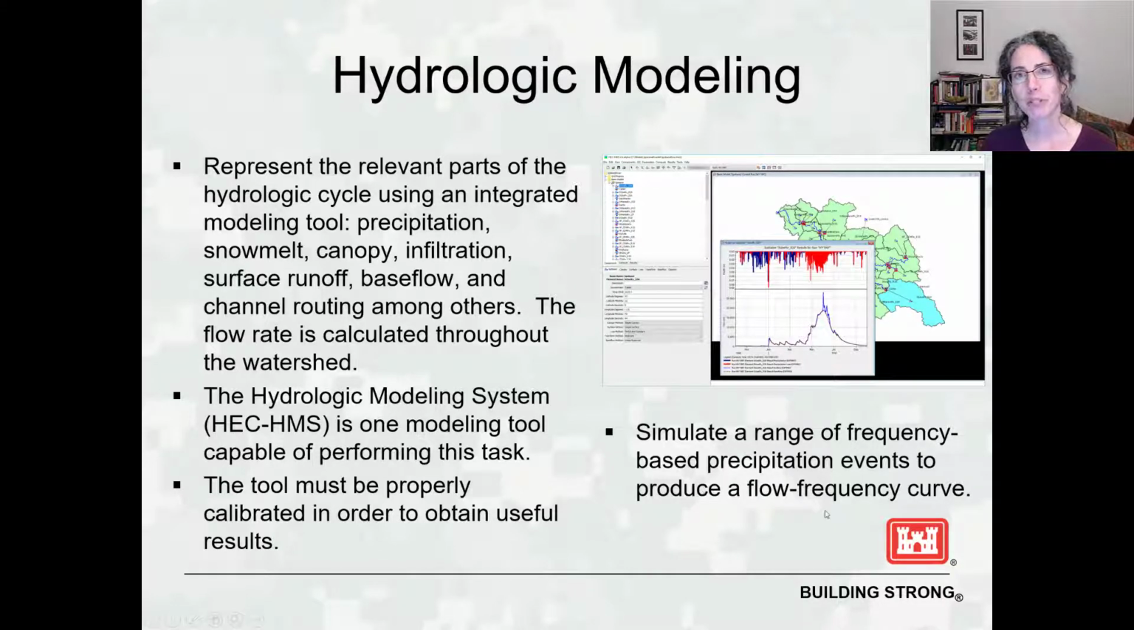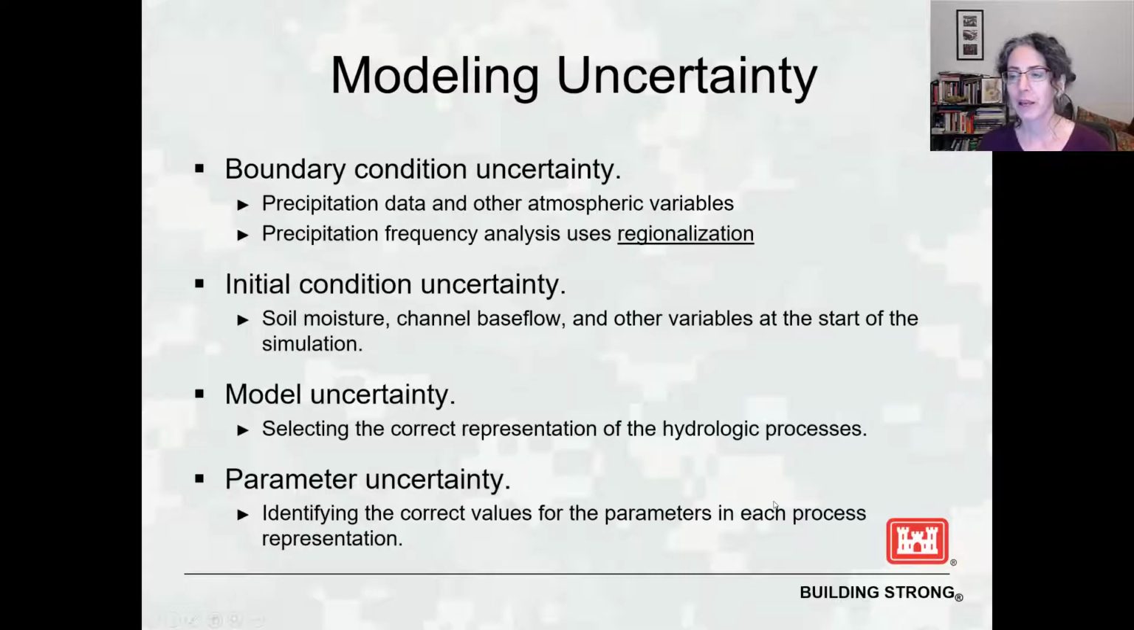In this approach to building a flow frequency curve, we're going to simulate a range of frequency-based precipitation events to compute a flow frequency curve. There are various different types of uncertainty in the modeling approach. The very first is the boundary condition uncertainty. The boundary conditions are the precipitation data and other atmospheric variables.